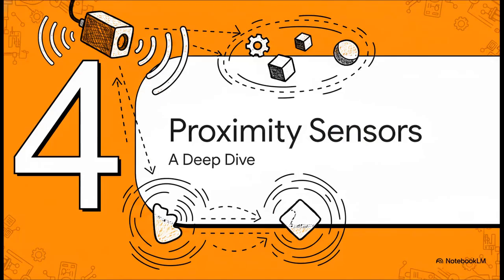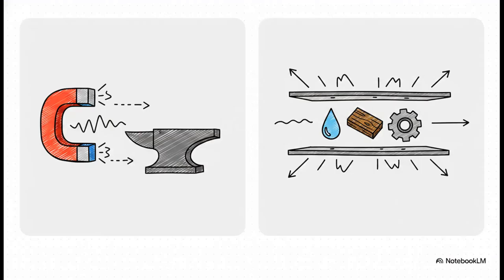All right, let's get into Section 4, Deep Dive on Proximity Sensors. Here is the ultimate showdown in proximity sensing. On one side, we have inductive proximity sensors. These operate on the principle of electromagnetic induction. So when a metallic object approaches, it induces eddy currents, which instantly changes the sensor's output. They only detect metal, but man, they are incredibly robust.